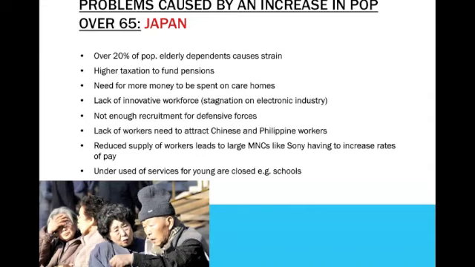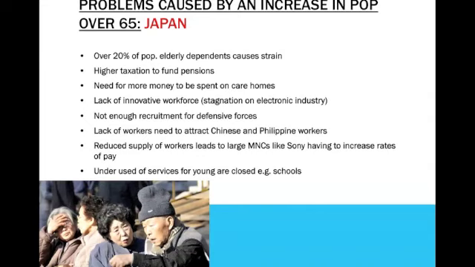Because over 20% of the population is over 65, it causes a strain on the government because they need more money to be spent on care homes. But since there are so many old people and not that many working people, they don't have a lot of money, because they're spending more than they're getting from taxes. So they need to increase the taxes to fund pensions and stuff like that. And that's not a good thing because that's a problem for workers, as they need to pay more tax.